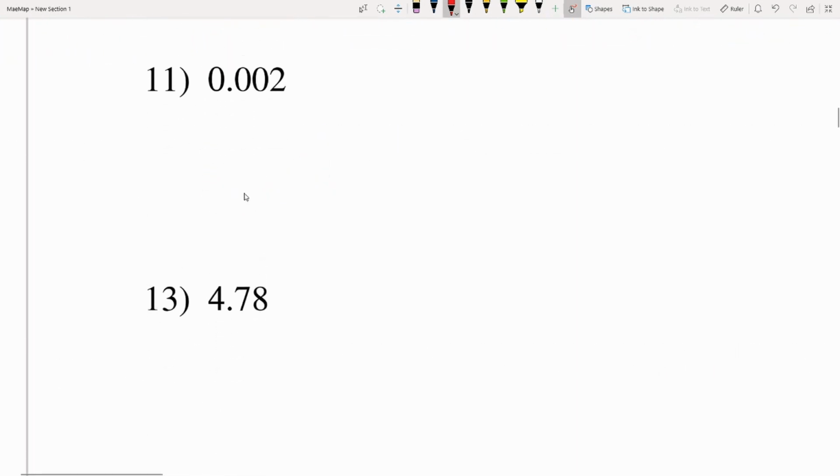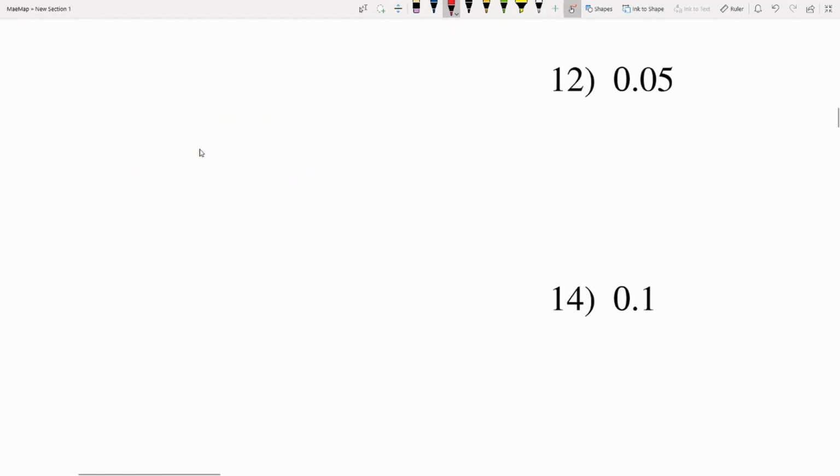And number 11, very similar to number 10, we're moving this decimal place twice to the right. Remember, to the right because we're converting between a decimal and a percent. So this becomes 0.2% in number 11. In number 12, 0.05 or 5/100ths. In order to turn that into a percent, we move the decimal 2 to the right. So this becomes 5%.